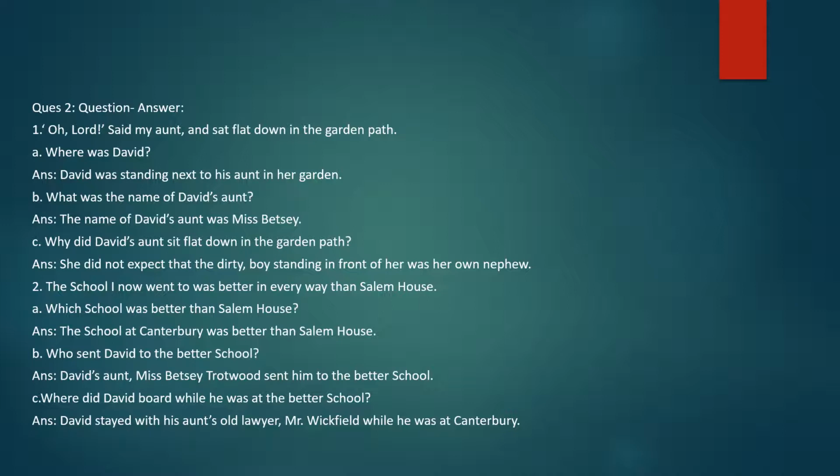Now our next question is B. What was the name of David's aunt? Well, the name of David's aunt was Miss Betsy Trotwood. Children, see the spelling of Betsy: B-E-T-S-E-Y. Trotwood: T-R-O-T-W-O-O-D. Now come to question C. Why did David's aunt sit flat down in the garden path? Yes, she did not expect that the dirty boy standing in front of her was her own nephew.